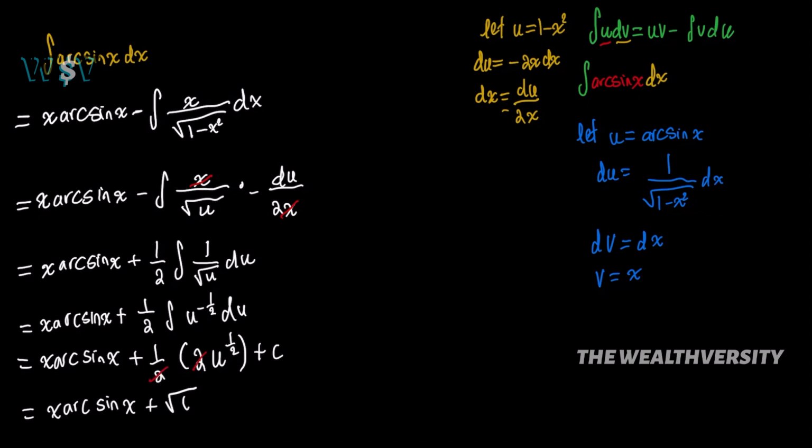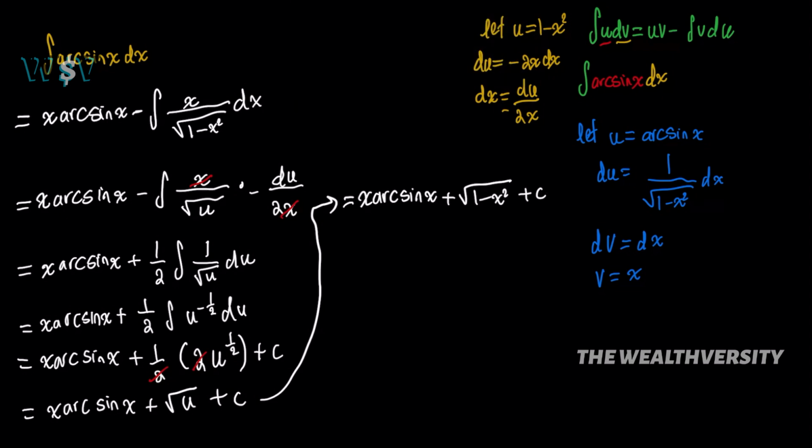Now we sub 1 minus x squared back in for u, and we get that our final answer is x times arc sine x plus the square root of 1 minus x squared plus c.